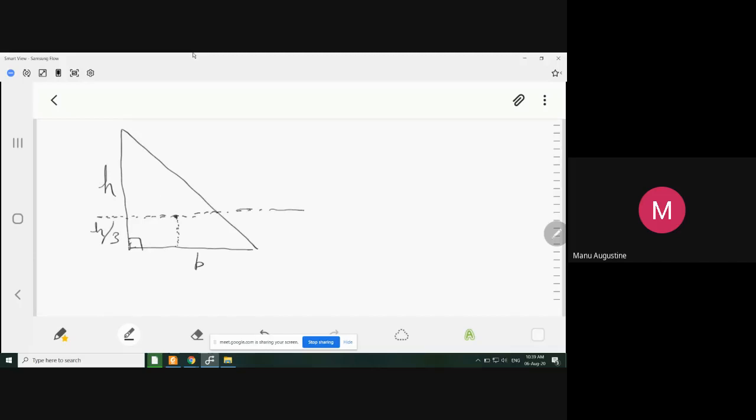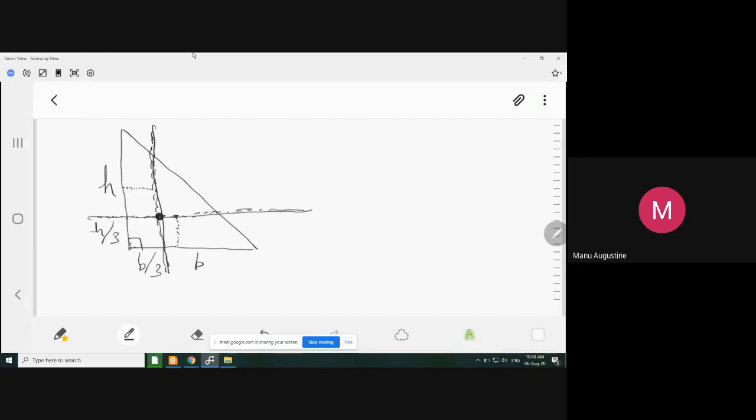Now you do another exercise. From the vertical line, you start moving in the perpendicular direction towards the right along the length b, and once you have reached exactly b by 3 distance from the base, you stop and again you draw a line. Now this line and this line will intersect at a point, and this will be the centroid.